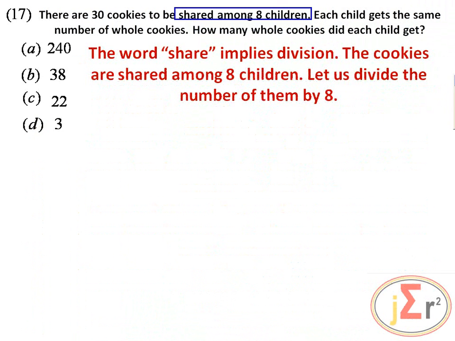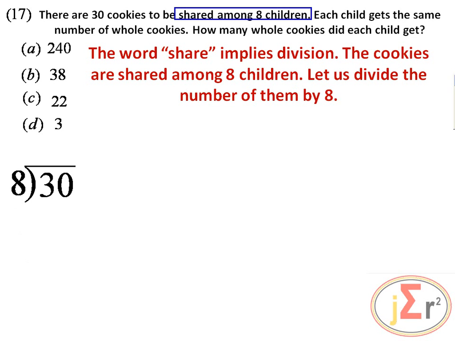The word share implies division. The cookies are shared among 8 children. So let us divide the number of them by 8. So how many cookies do we have? 30. And we are dividing that for 8 children. So what do we say? We say 8 into 30.